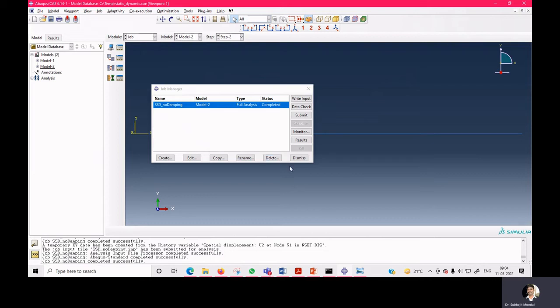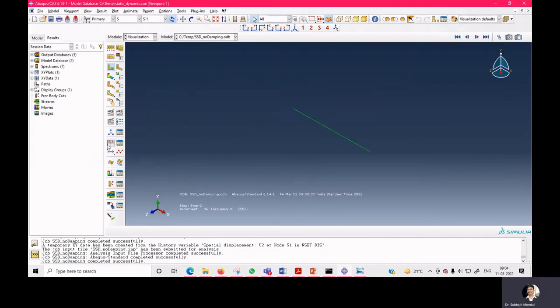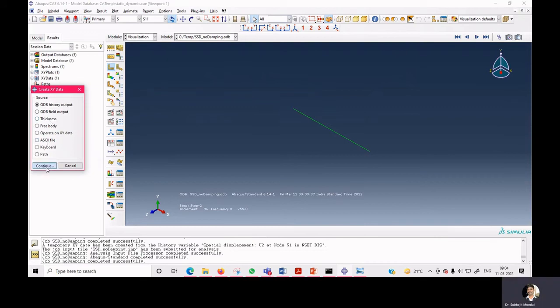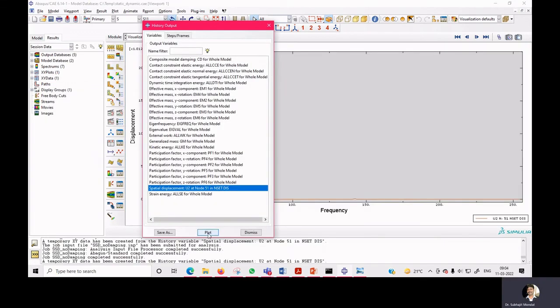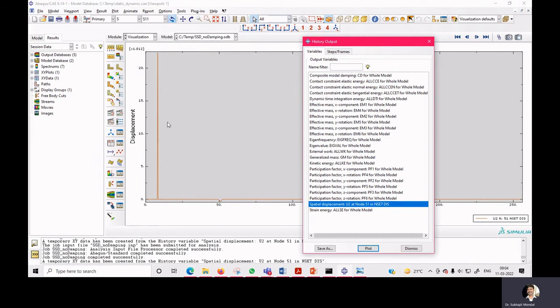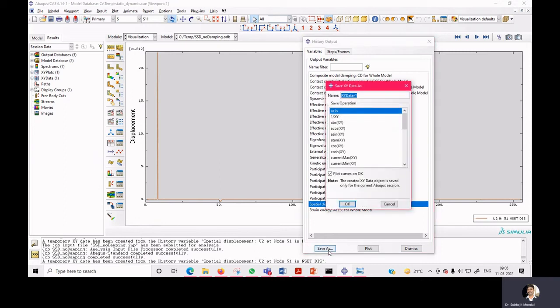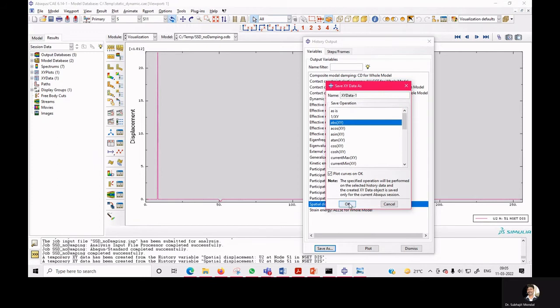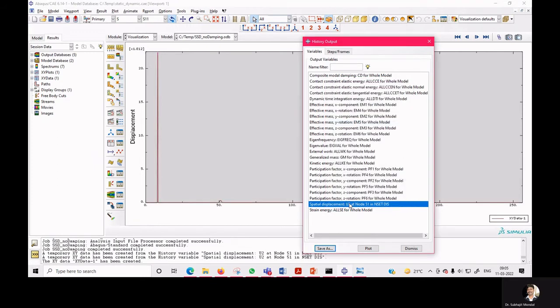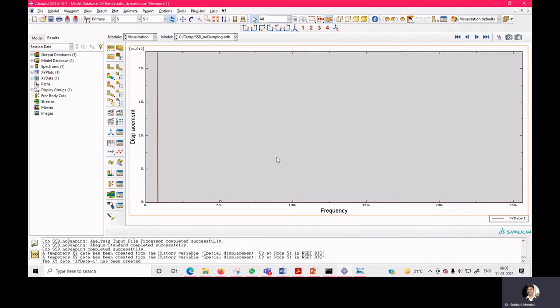Okay, now we can go to the result. Here we can see this output, here we can plot. Now you can see this is the displacement graph for the no damping case. Now we can save this data, so here we have saved the data, absolute value.